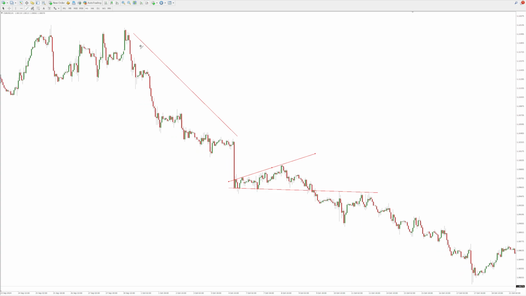I'll be honest, I mean, I wouldn't only trade the broadening formation. It's something I would be aware of, but from this high here, that triple top formation there, this level of support, okay, a breakout there would have got you in much earlier. This is not a broadening wedge, but it's still a breakout nonetheless.